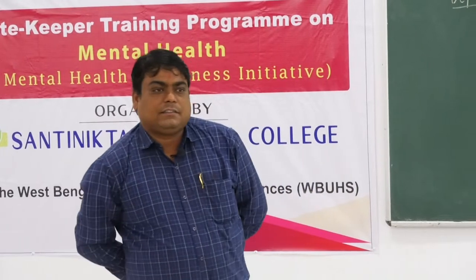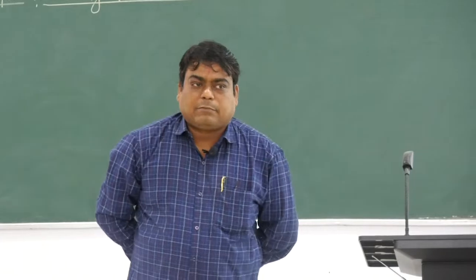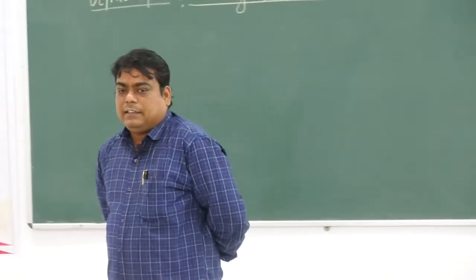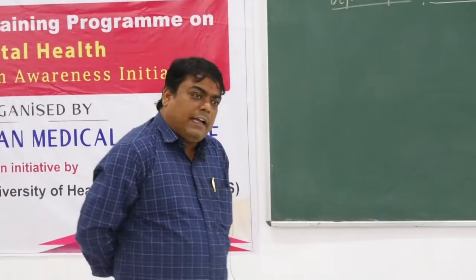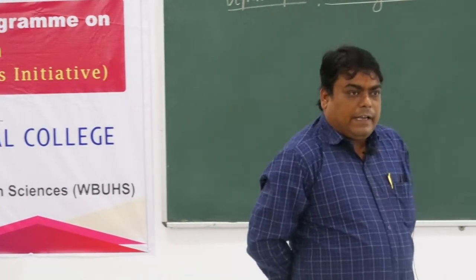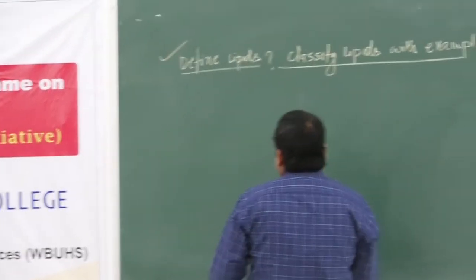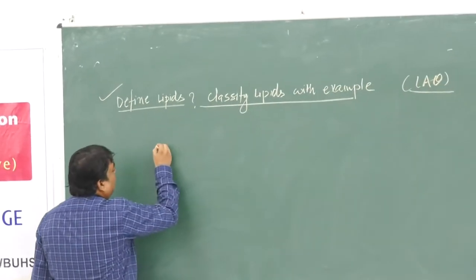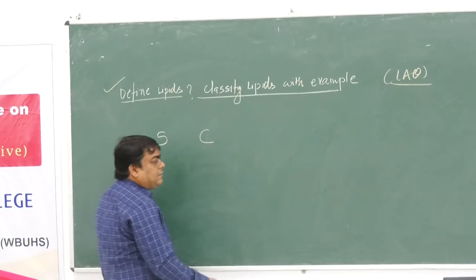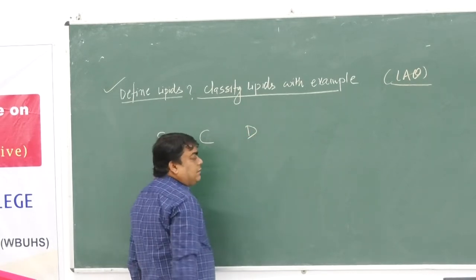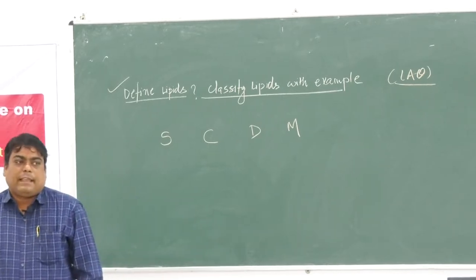These are organic, inorganic, non-organic, what kind of substances? These are insoluble in water, colloidal in nature, non-volatile. Okay, so that is the proper definition of lipids. And if we classify lipids, they are mainly classified as simple lipids, compound lipids, derived lipids, and miscellaneous lipids.